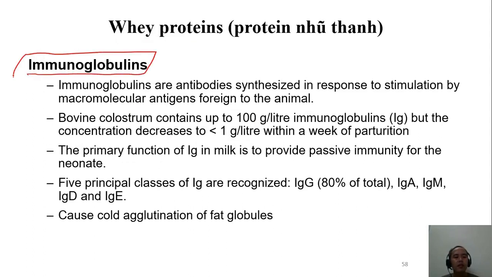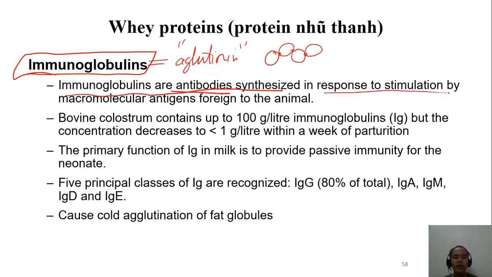Immunoglobulins also occur in milk, and in the lipid part, we already know that immunoglobulin has another name, agglutinin. They call it also agglutinin because it will bind the fat globules to each other, and it will cause the agglutination of fat globules, so the creaming becomes very fast. Immunoglobulins are what? Immunity proteins. They are antibodies. They are synthesized in response to stimulation by macromolecule antigens, foreign to the animal. Okay, so the animal body will produce more immunoglobulins when the body detects that there is some attack of antigen. So these are actually a component of the immunity system.